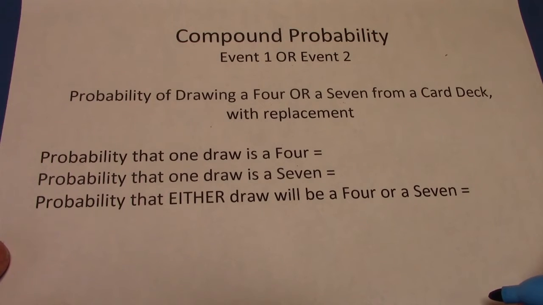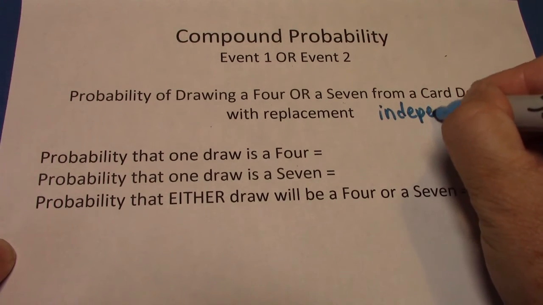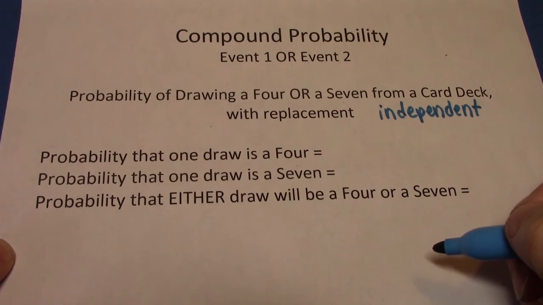Here's a compound probability example where we're looking for event 1 or event 2 to happen. We're going to draw 1 card out of a deck, and we want to know the probability that the card is either a 4 or a 7. And we're going to use replacement. It means we're going to put the cards back the first time. That means these are going to be independent events, and the probabilities won't change between the two.